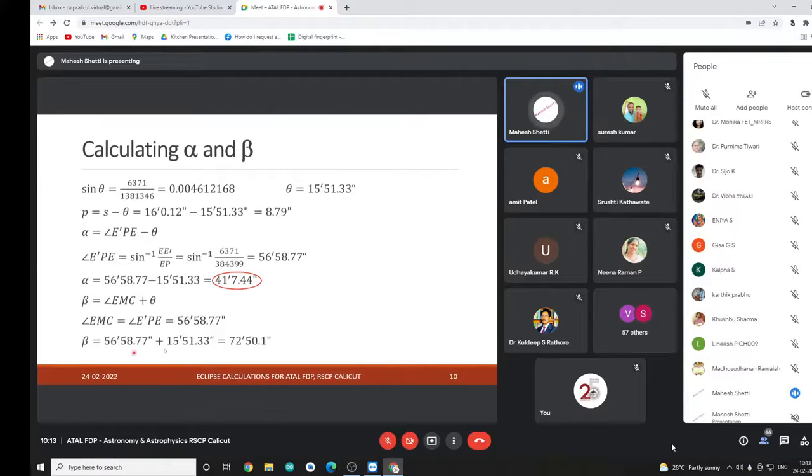So here beta turns out to be 56 minutes 58.77 seconds plus 15 minutes 51.33 seconds, and that is the final answer: 72 minutes and 50 seconds, which you can round off to 73 minutes, or since 4 significant digits are correct, you may write 72 minutes and 50 seconds. That is going to be the value of beta. So these two values are important. This tells you the probability of lunar eclipses, this tells you the probability of solar eclipses.